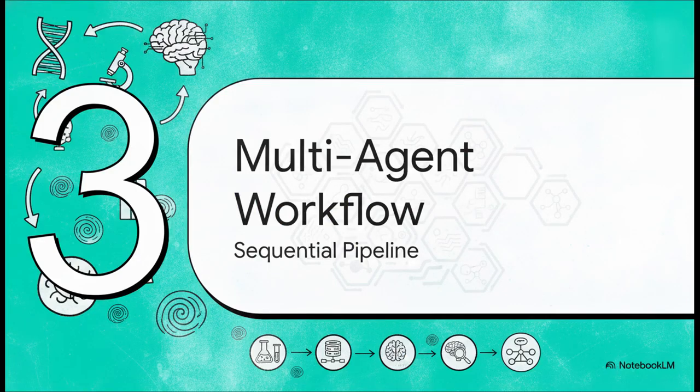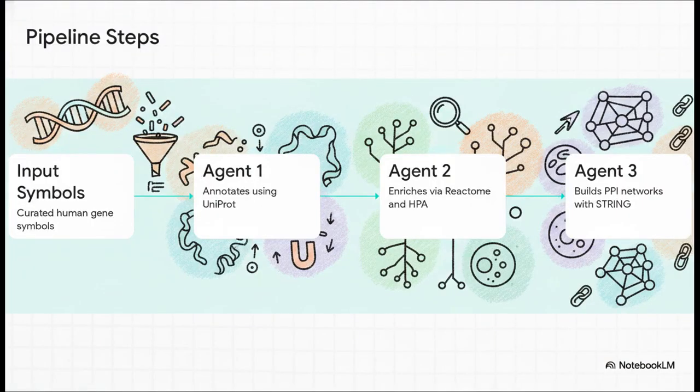Section 3. The multi-agent workflow. The workflow itself follows a logical, sequential journey. First, you input your curated list of human gene symbols. From there, the data passes through 3 specialized agents. Agent 1 handles the UniProt queries. Agent 2 takes care of Reactome and the Human Protein Atlas. And finally, Agent 3 steps in to communicate with String.